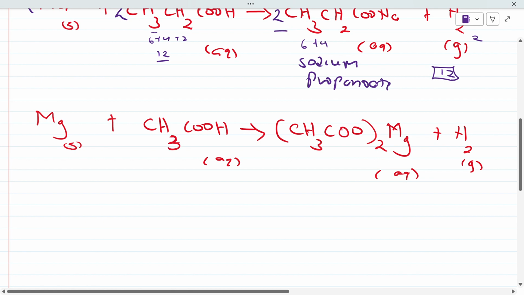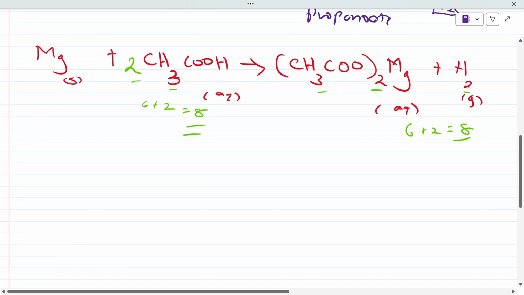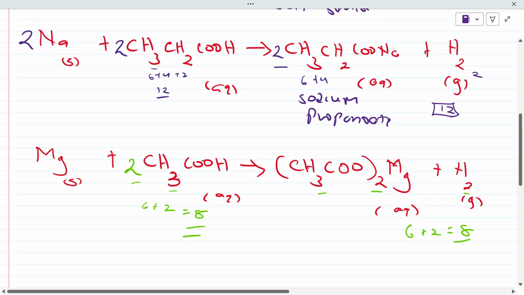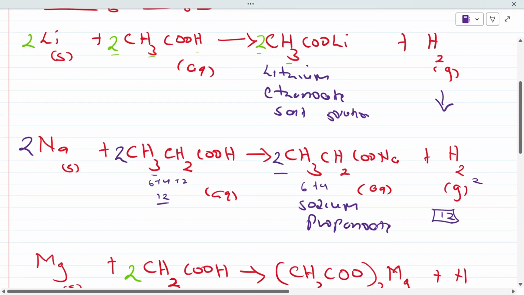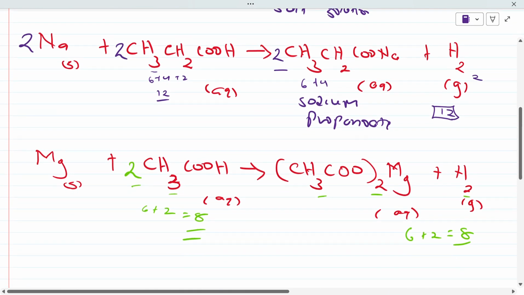This one was supposed to be a 3. So if I want to balance it, I simply bring in a 2 and I put a 2 there. Now the hydrogens are going to be 6 plus 2, which is equivalent to 8. On this side, I'm going to have 6 plus 2, which is equivalent to 8. Properly balanced. Now, I can repeat the same with another element and another element. So what I wanted you to know, when carboxylic acids react with metals, they form salt and hydrogen gas as the products.